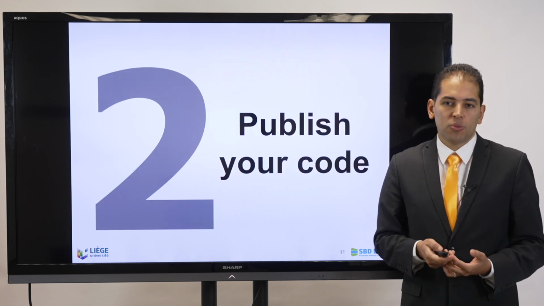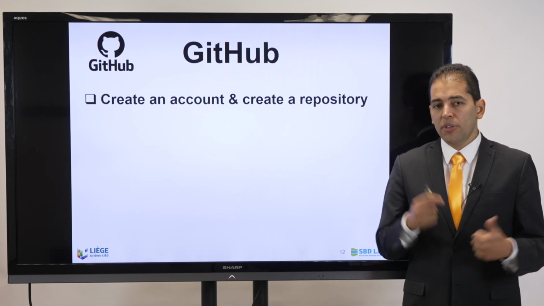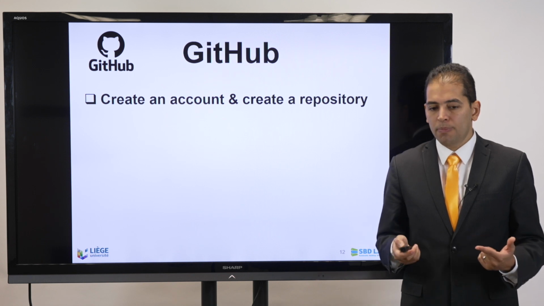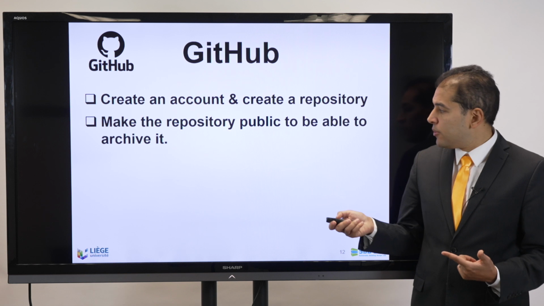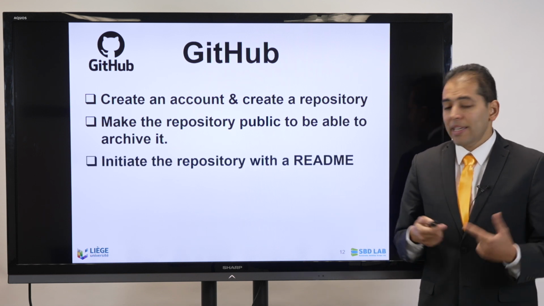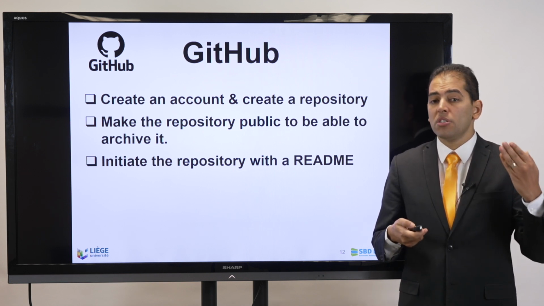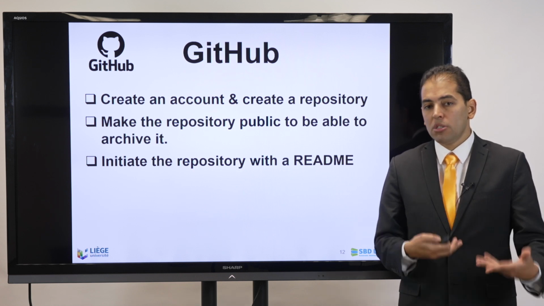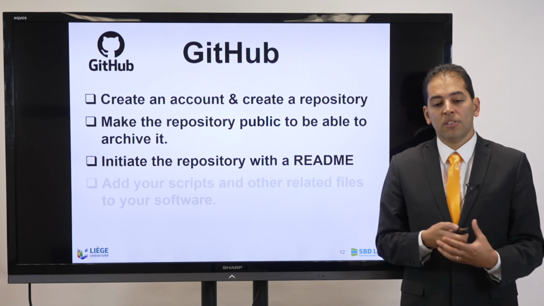Now, how can I publish my code after I'm done with my script and I tested it? Well, first thing I advise you to create an account and create a repository on GitHub. Then you will have to make the repository public to be able to archive it and so that others can see it and maybe contribute to it. Then you will need to initiate the repository with a README file where you are describing all the details of your code, in which context it can be used, what software you are using, and what versions you are using, so that others can reuse it.